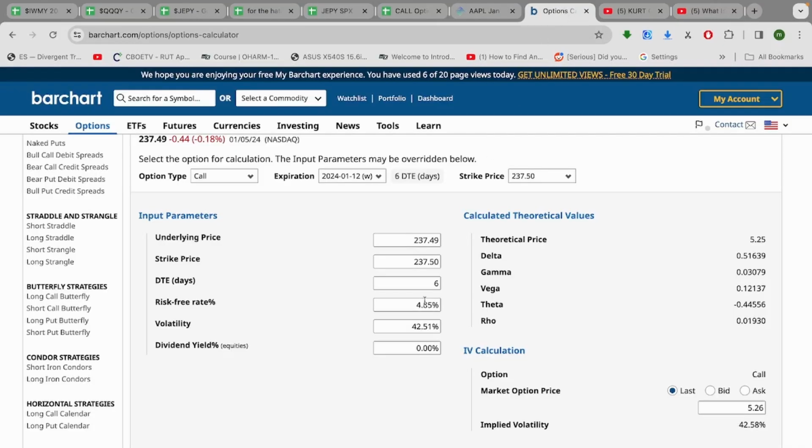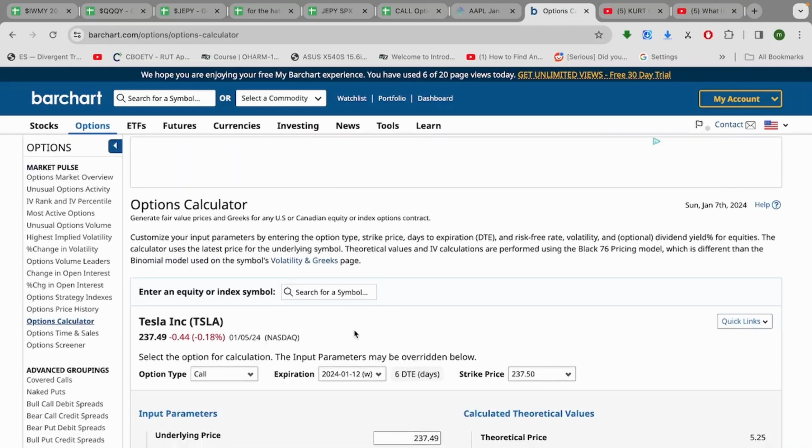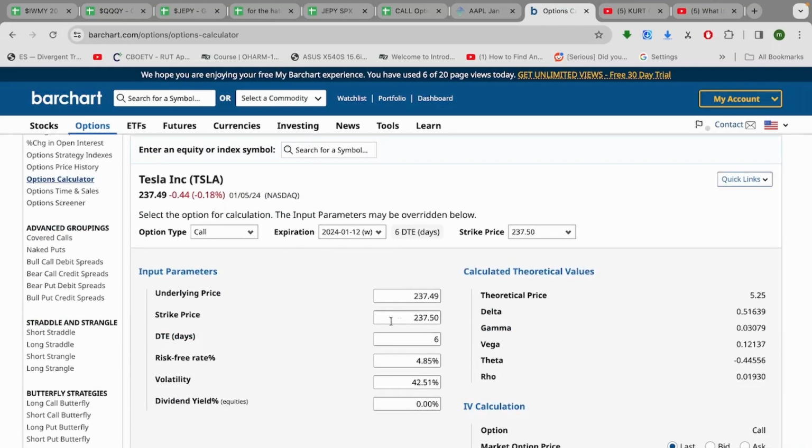Let's look here at Tesla. Let's do a Tesla at the money call and try to see how options are priced.